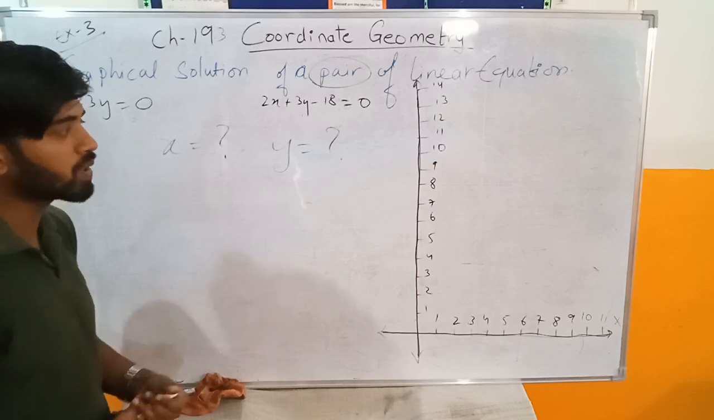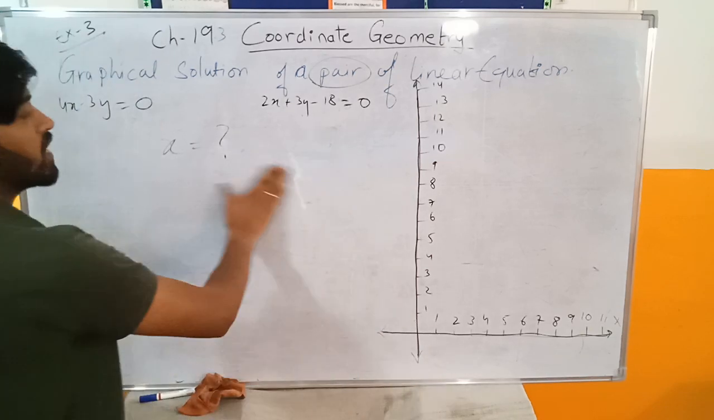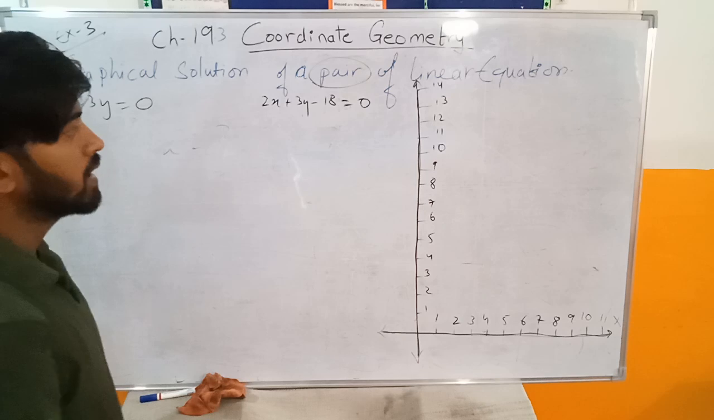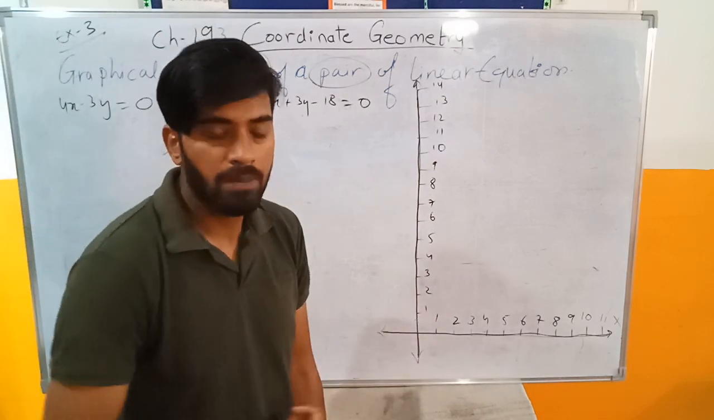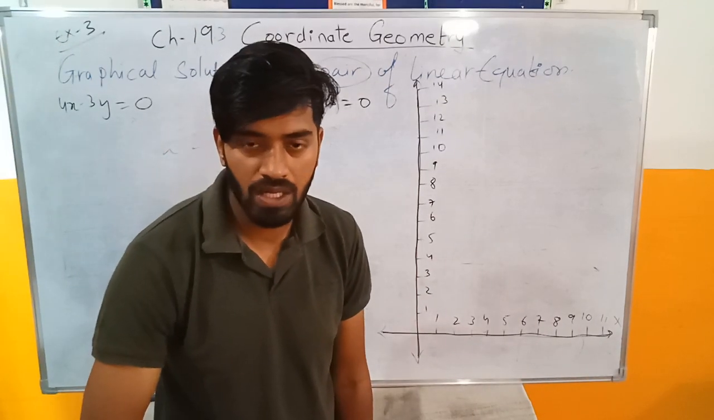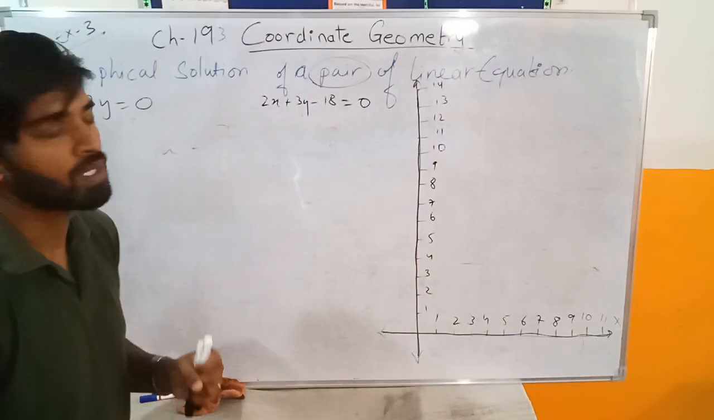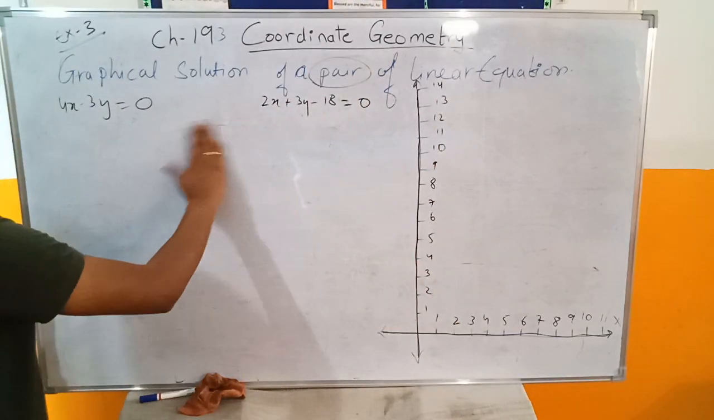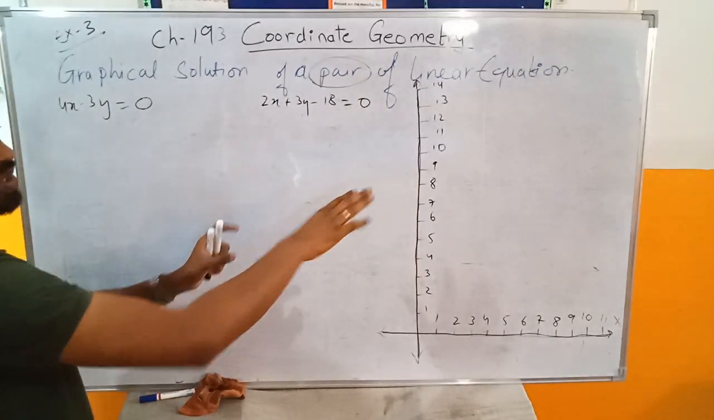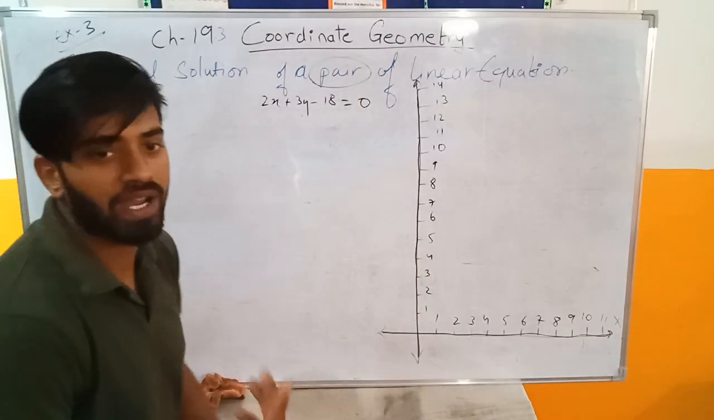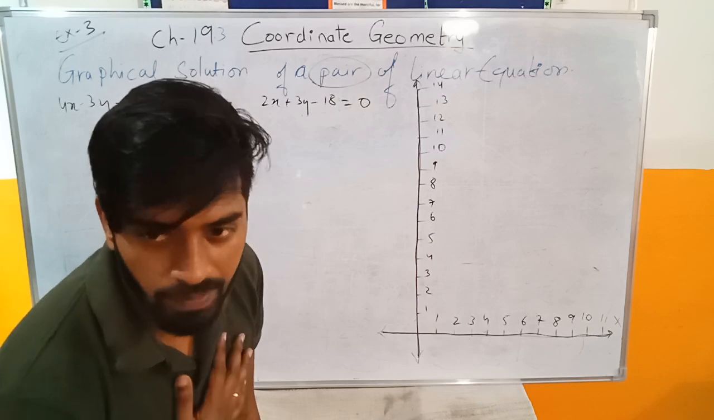I'll teach you how to get the value of x and y. There are so many ways of finding the value of x and y in algebra itself: the elimination method, cross multiplication method, substitution method, and one of the methods is the graphical method. So today we'll be learning how to plot both the equations on the graph and then find the value of x and y. Is that okay?